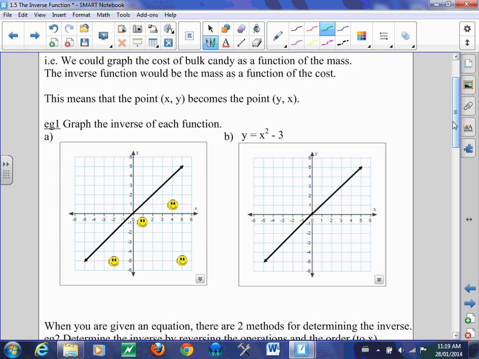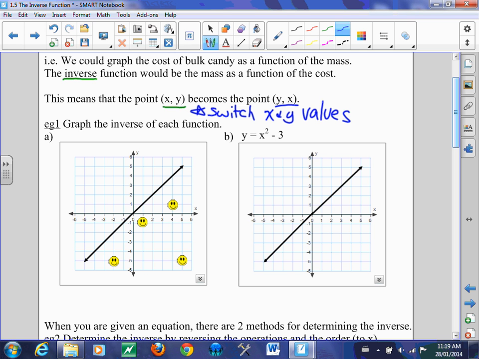Okay, we could graph the cost of bulk candy as a function of mass. The inverse would be the mass as a function of the cost. Okay, this means that point (x, y) becomes point (y, x). So basically, to do the inverse, switch x and y values.